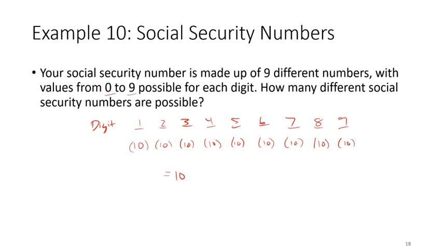Which leaves us with 10 to the 9th power, or 1 billion possible social security numbers.